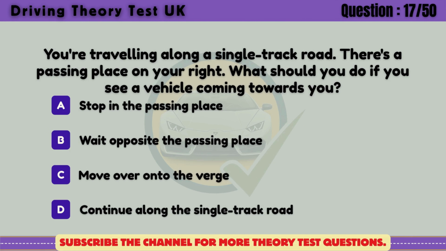Question 17. You're traveling along a single-track road. There's a passing place on your right. What should you do if you see a vehicle coming towards you? Option A. Stop in the passing place. B. Wait opposite the passing place. C. Move over onto the verge. D. Continue along the single-track road.